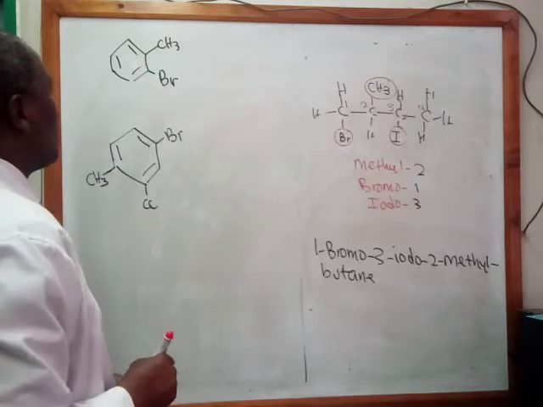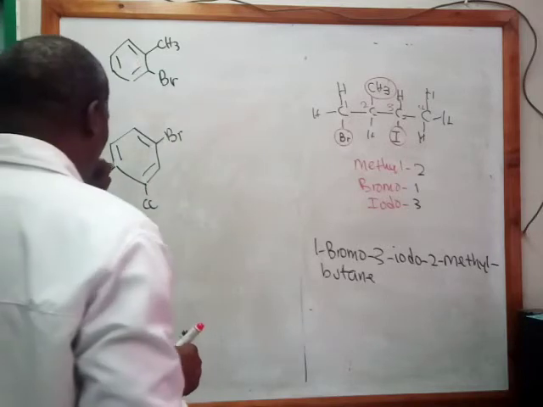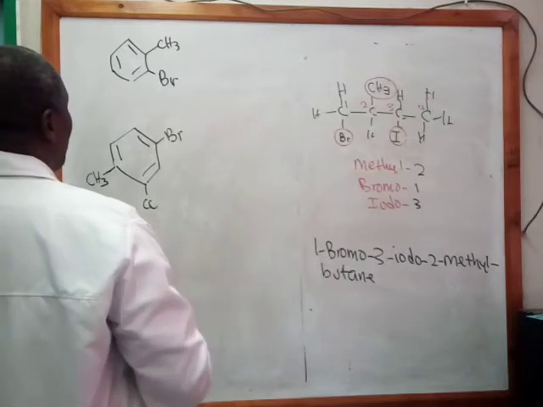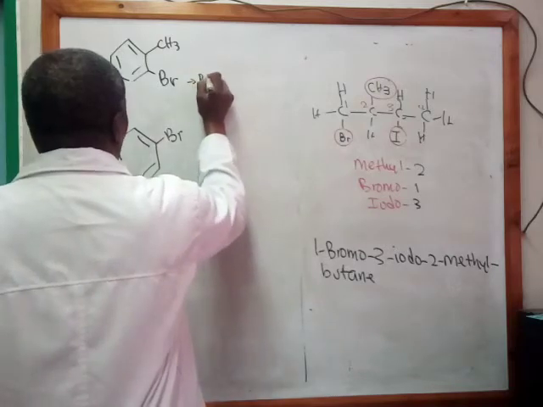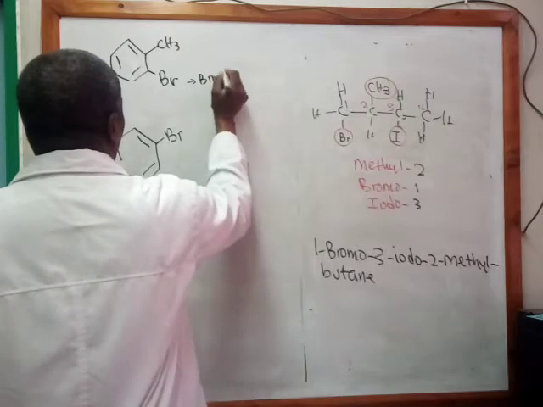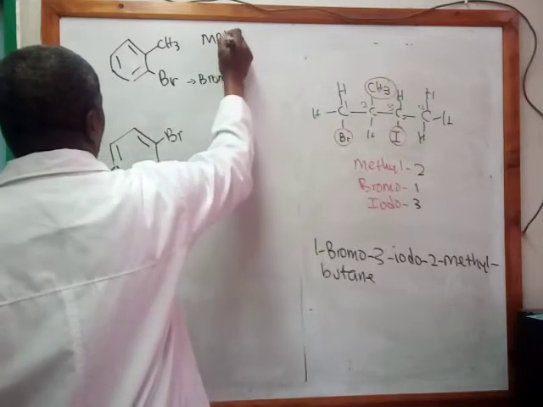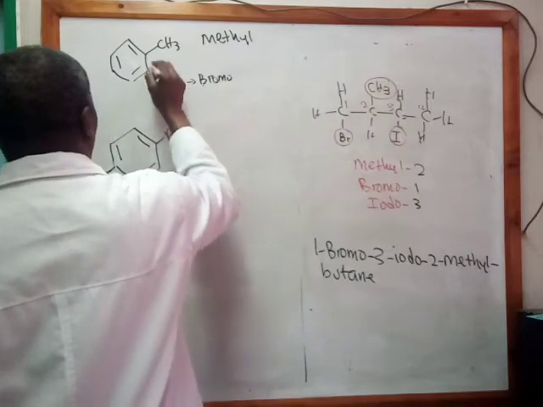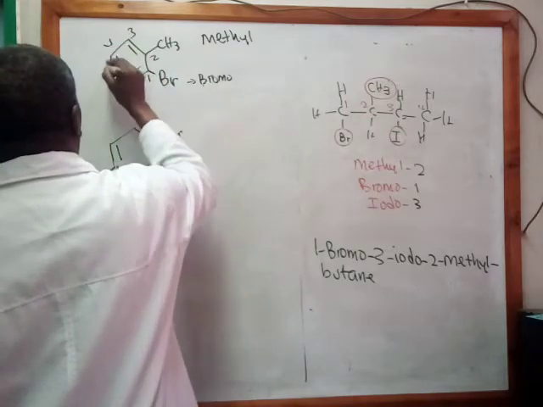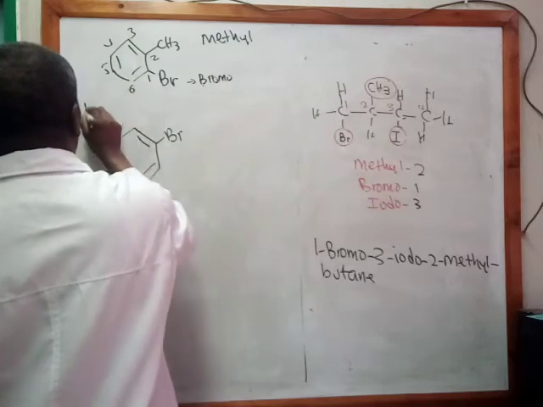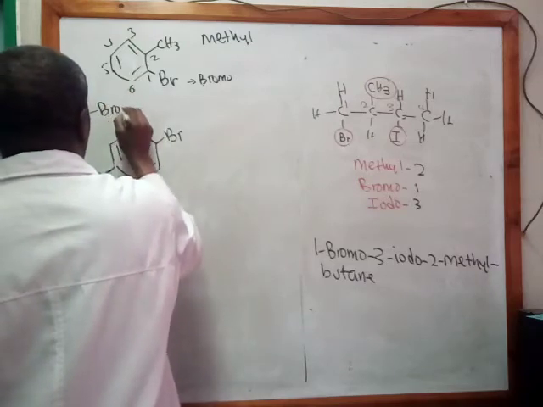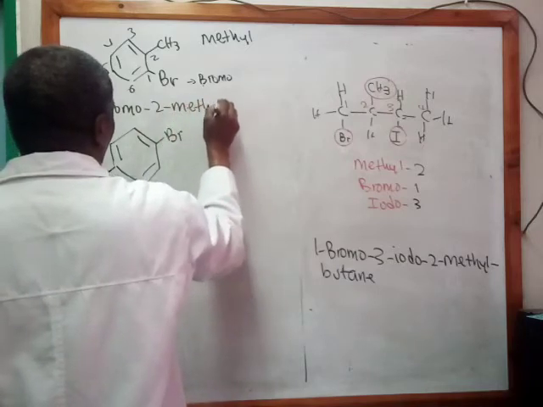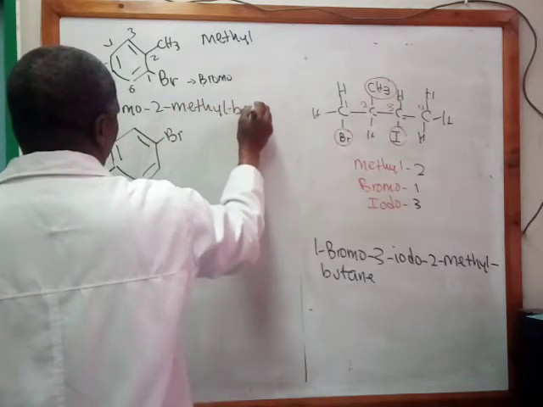But now, how are you going to number these ones? There is the bromo, and then there is the methyl. B comes before M, so I'm going to start from here: 1, 2, 3, 4, 5, and 6. So this will be 1-bromo-2-methylbenzene.